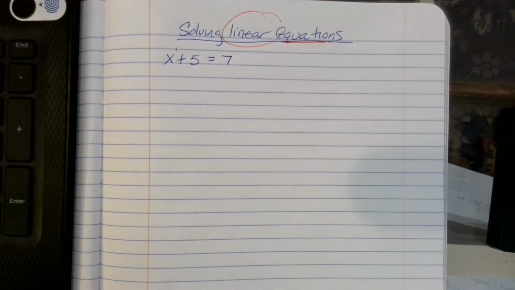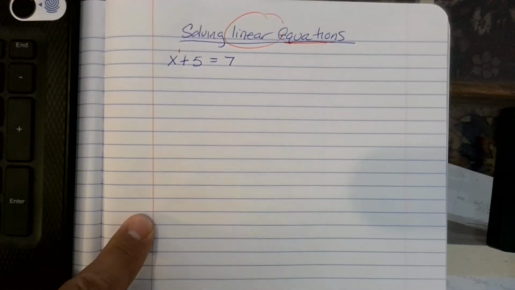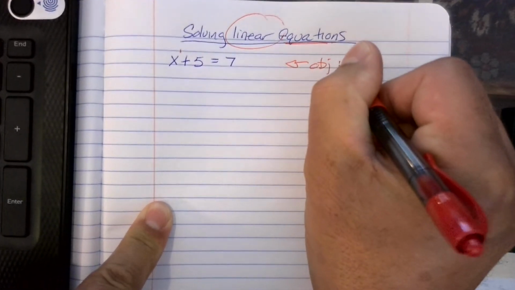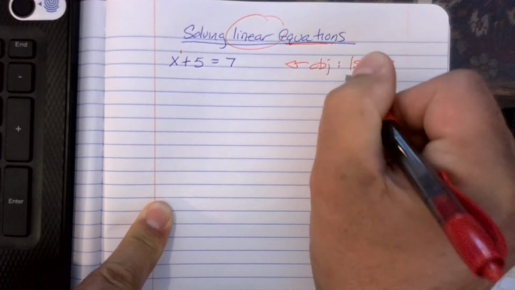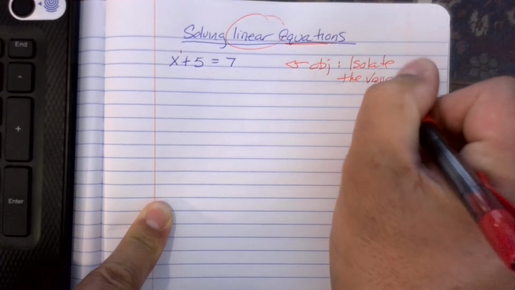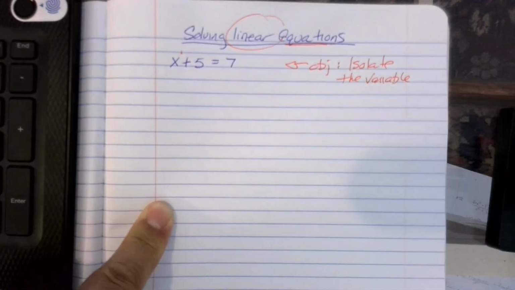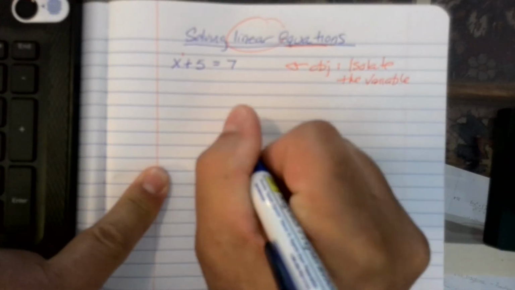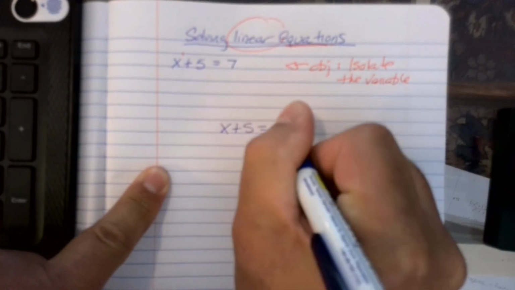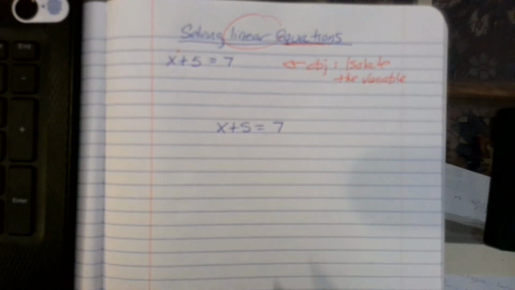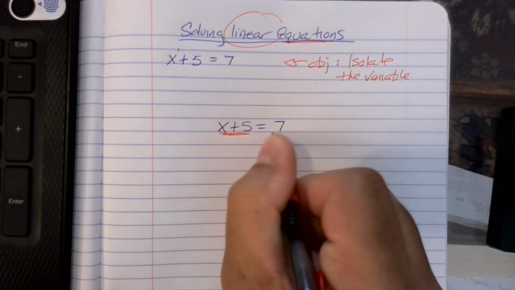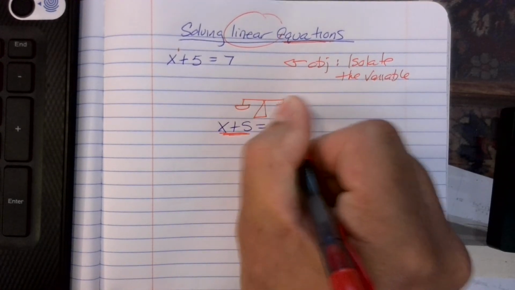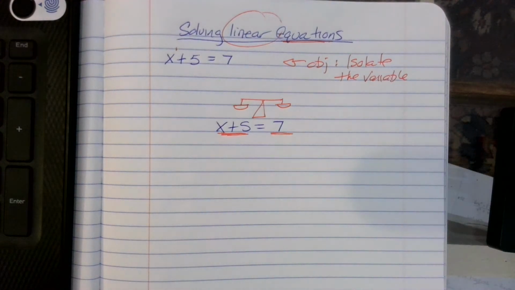In order to solve a linear equation, our objective is to isolate the variable. We want to get x by itself. When we look at this equation, x plus 5 equals 7, if they're actually equal, think of this as a scale. They would be balanced, right? They would weigh the same.